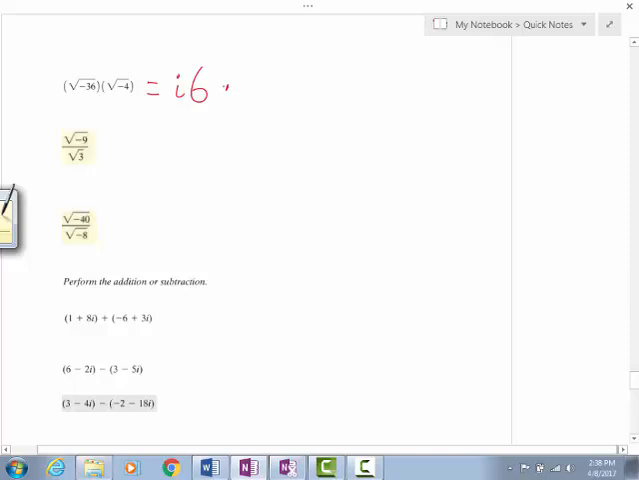Okay, the next one, the square root of negative 4. There's a negative on the inside, so I'm going to write my i. But I know the square root of 4 is just 2.